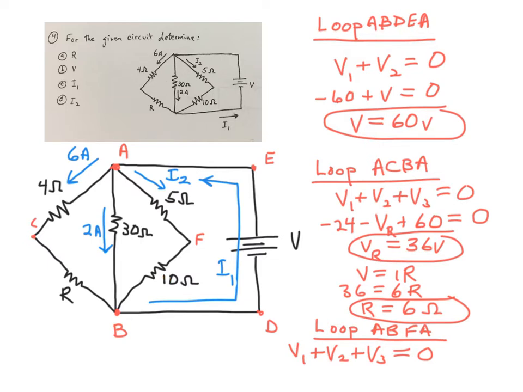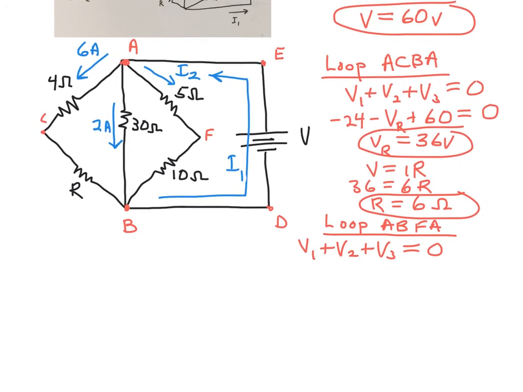So if I go for ABFA, I have 3 elements. Element number 1 is going to be this resistor, then this resistor, and then this resistor's voltage. So I'm calling that V sub 1 plus V sub 2 plus V sub 3 equals 0. That's my loop ABFA.